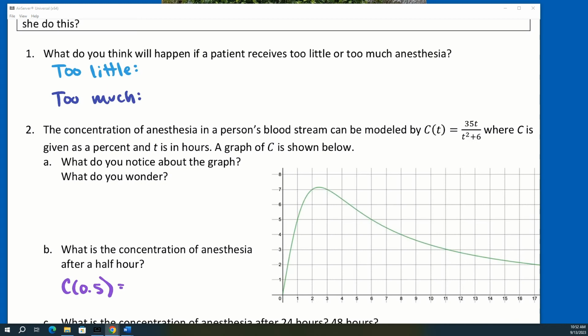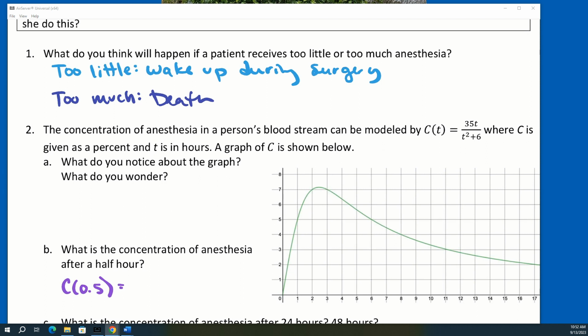All right, so what happens if a patient gets too little anesthesia? Yeah, wake up during surgery. Absolute nightmare. What about too much? Yeah, you could die. Or it could cause damage to your organs. There's lots of things that can happen. So it's a delicate balance.